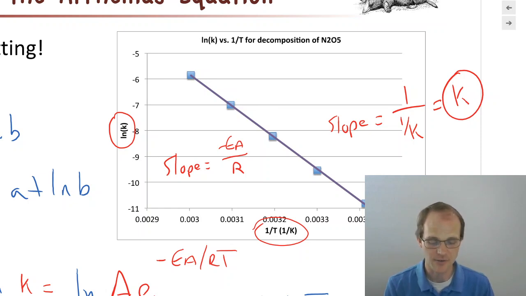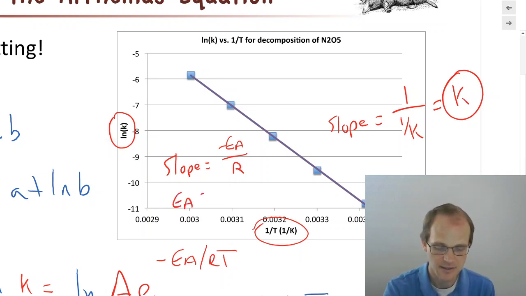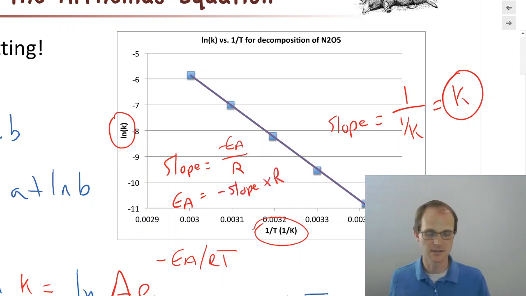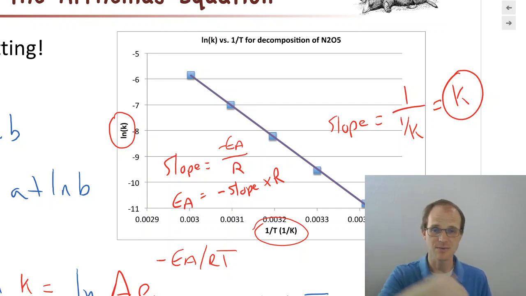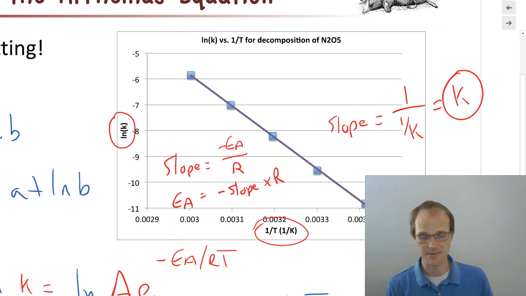But it's a neat way. So if you want to find EA, you just manipulate this equation and you get minus slope times R. Right, so it's really easy. To get the activation energy from an Arrhenius plot, you take the slope, you take the negative of it, and you multiply by R. You should always get a positive activation energy, which we do in this case. Since we have a negative slope, we take the negative of that, we're going to get a positive activation energy. If you don't get a positive activation energy, you probably did something wrong.